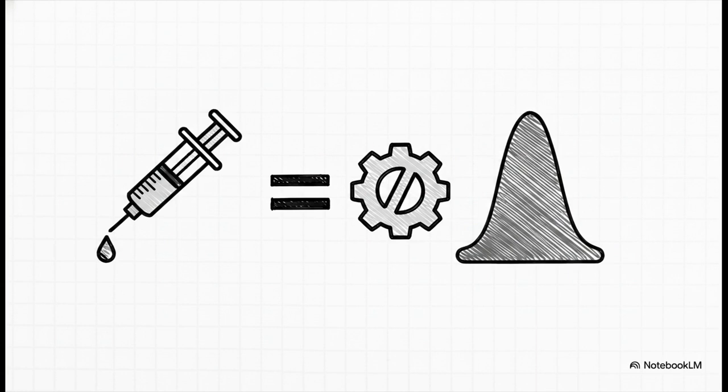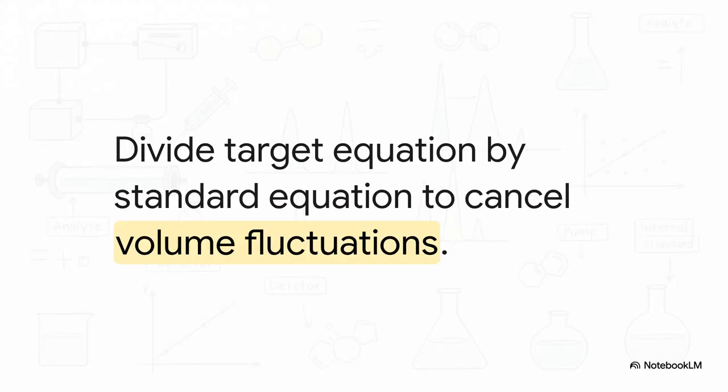Not ideal, right? But watch this incredibly elegant workaround. We take the equation for our target compound, let's just call it compound 1, and we divide it by the exact same equation for our internal standard. Boom, we get a ratio. The mass of compound 1 over the mass of the internal standard equals K1 times area 1 divided by the K of the internal standard times its area. By just dividing them like this, we mathematically neutralize all those chaotic volume and instrument fluctuations.